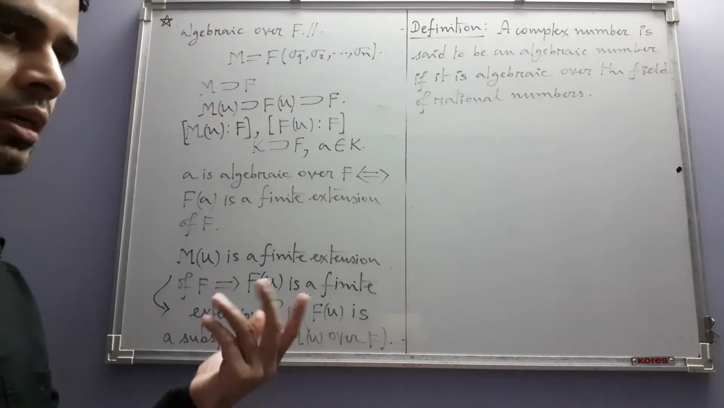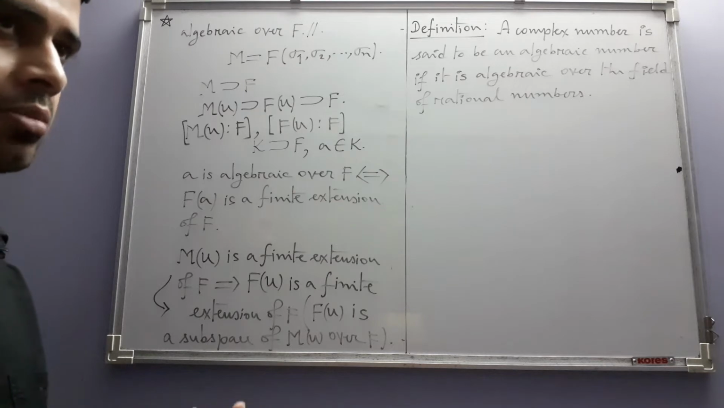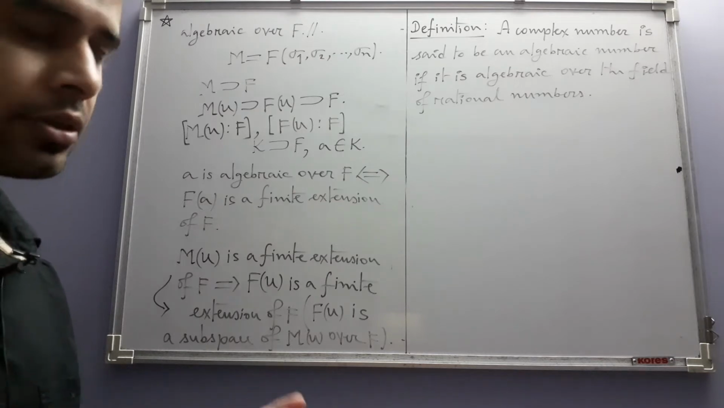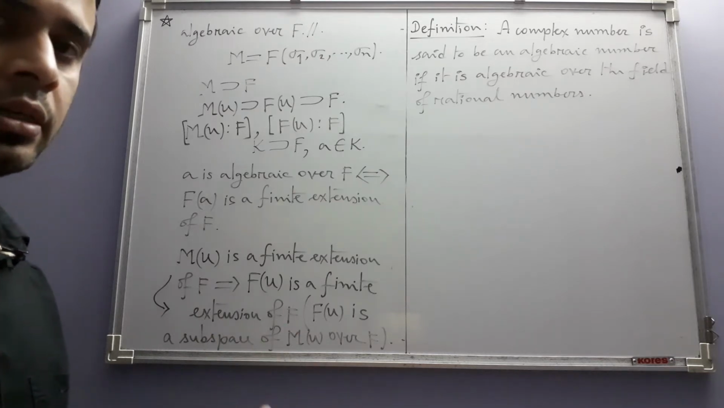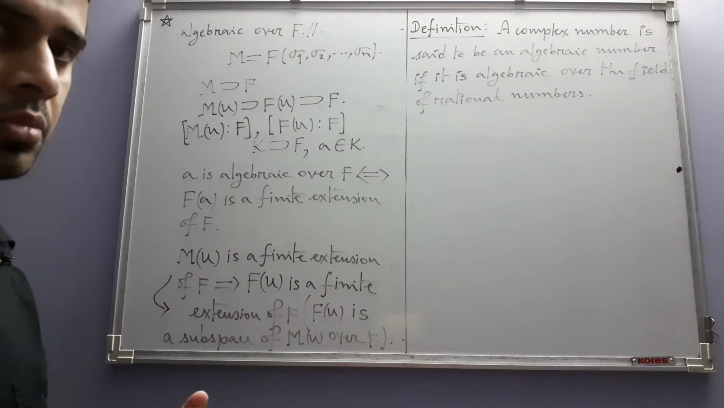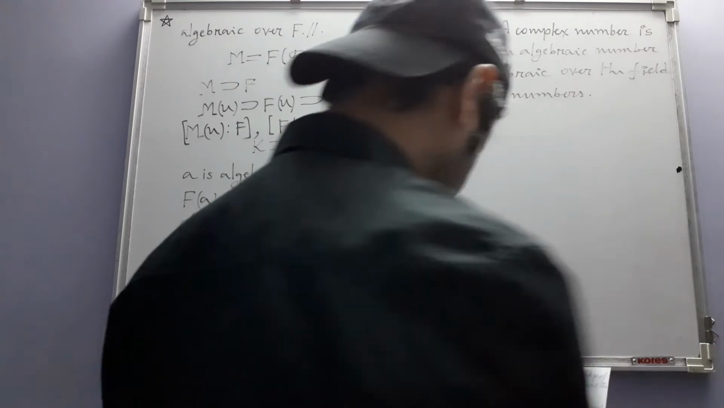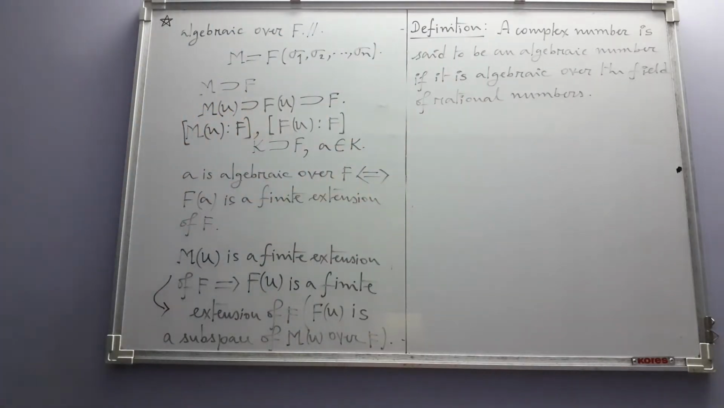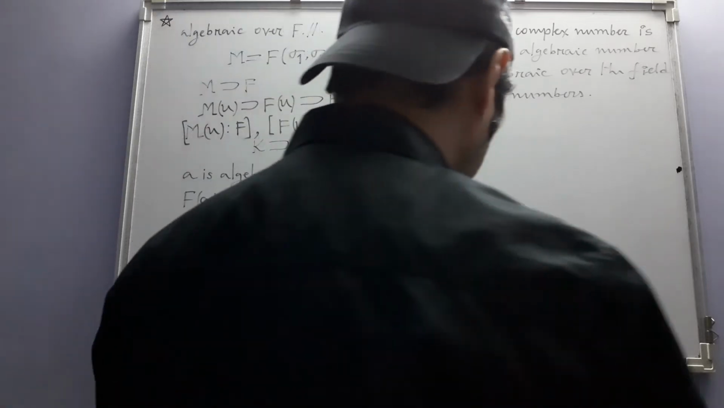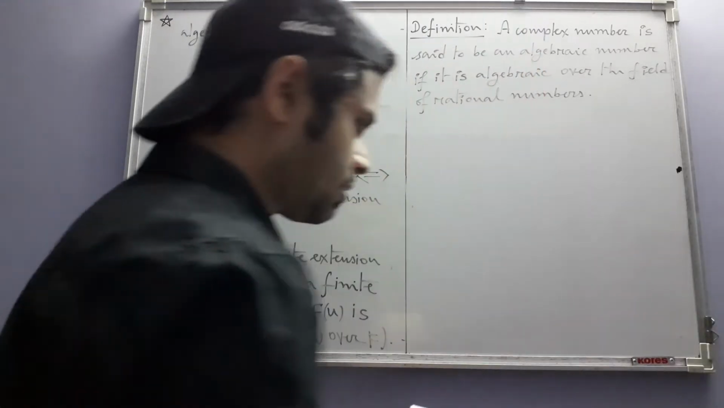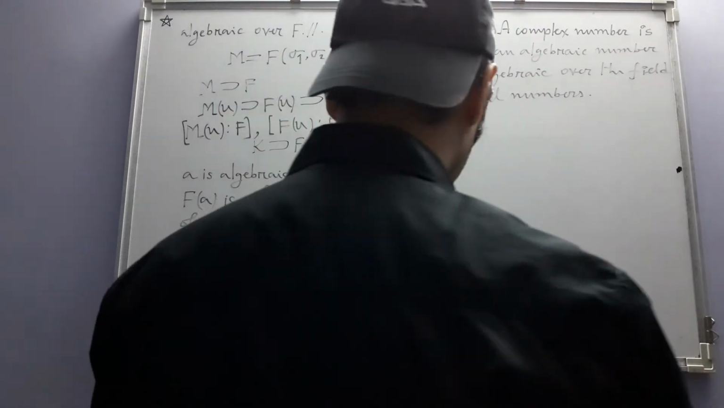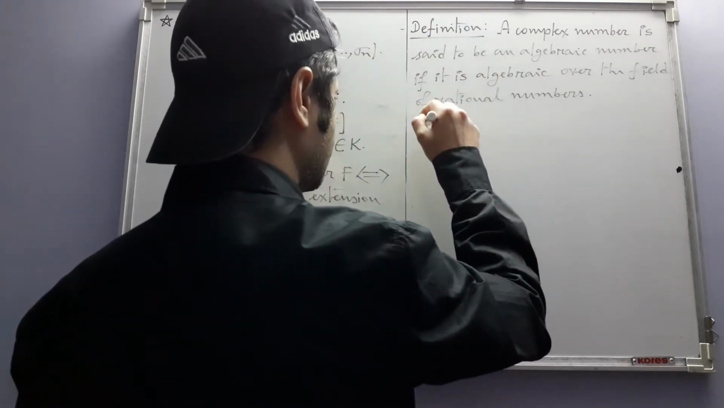You can consider any complex number. It may or may not be algebraic over the field of rational numbers. If it is, then it's called an algebraic number. And then after this there are some more words from the author, and then we will turn to the exercises. So let us see what he has to say.